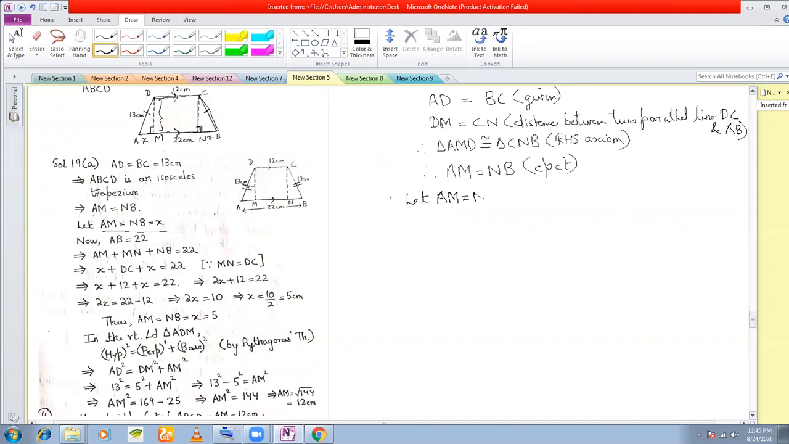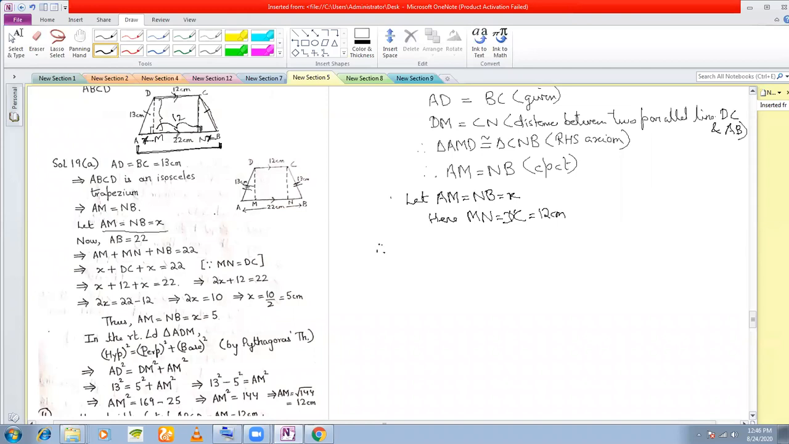No, sir. Thank you. So AM is equal to NB is equal to X. That means I take this as X and I take this as X. These two as X. Now you see that this entire length AB is given to be 22. So therefore this length is how much? This length is 12. So here, what is MN? MN is equal to DC, equal to 12 centimeter.